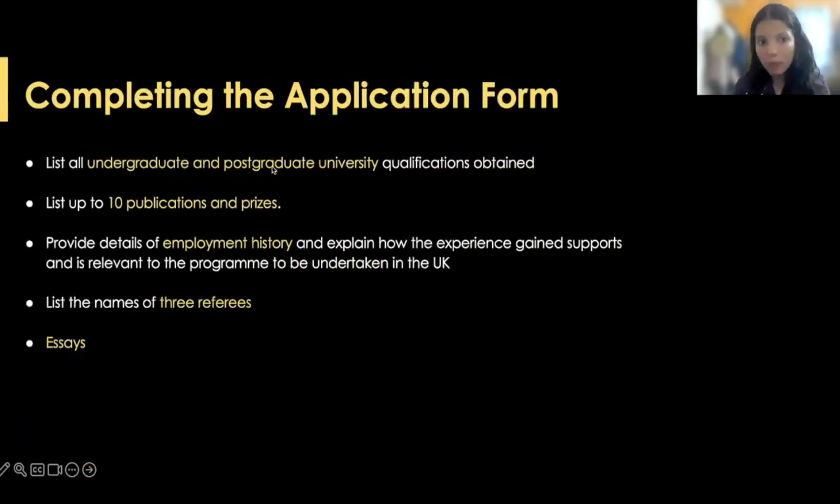Now, the application form. Those of you who have applied for the Commonwealth Master's Scholarship would find this very familiar. You'll be asked to write a lot of essays. Before that, you have spaces to list all of your undergraduate and postgraduate qualifications, publications and prizes, and details of employment history. Employment here means you can talk about your internships, volunteering, part-time work, all kinds of employment, and relate it to how it is relevant to the program of study being undertaken in the UK. You also will be asked to list the names of 3 referees.